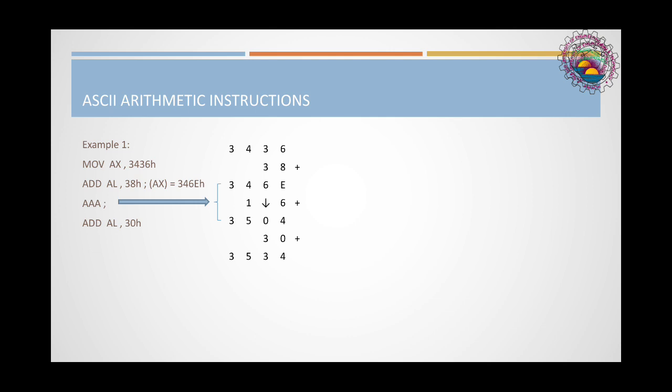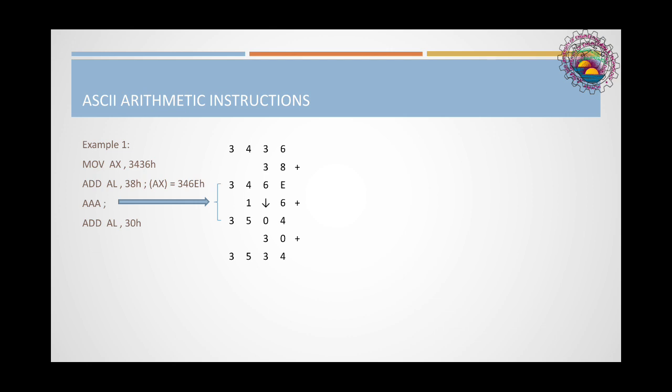So 6 will be added with E and you will have 4, and the higher nibble of AL, that is 6, will be cleared to 0, and as the value for AL is adjusted, AH will be added with 1. So 34 plus 1, 35. So after execution of the AAA instruction, AX will be having 3504.